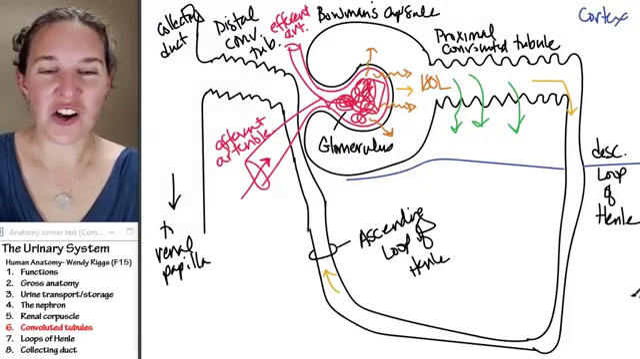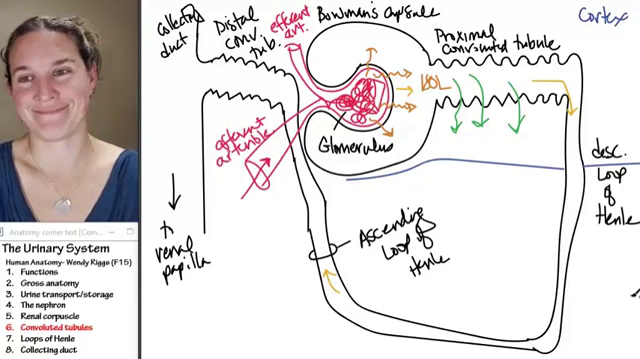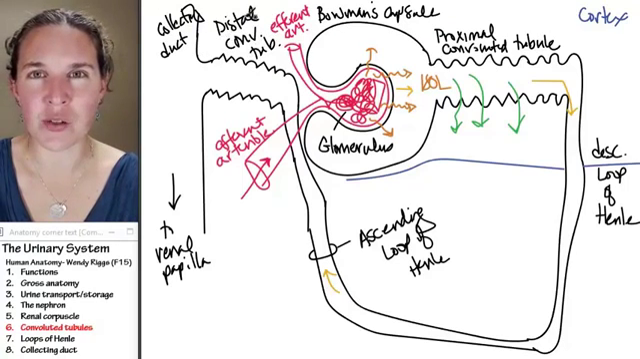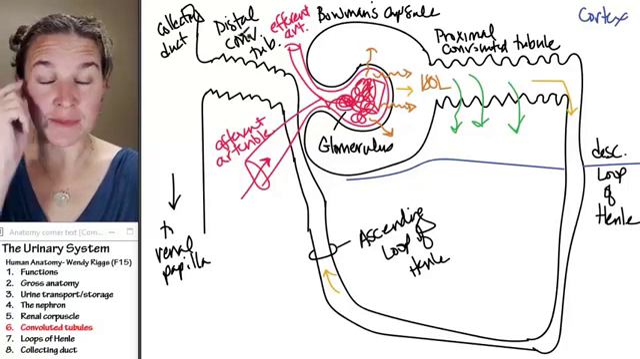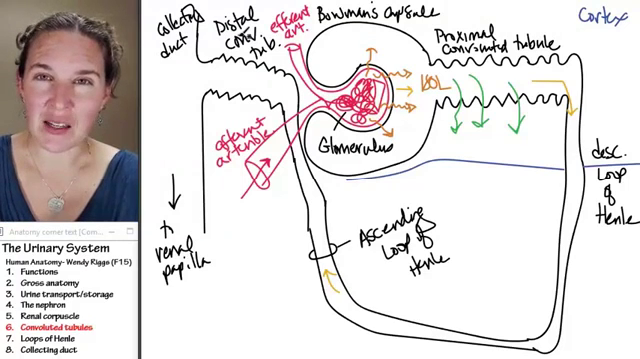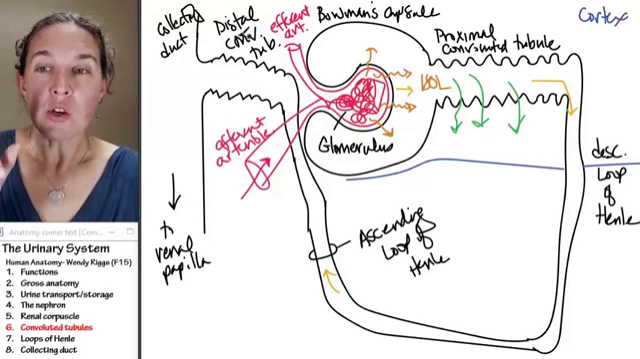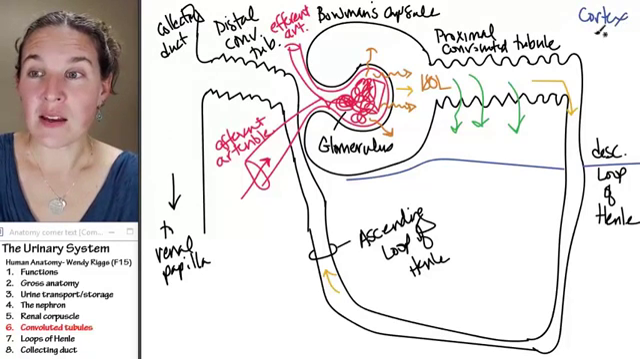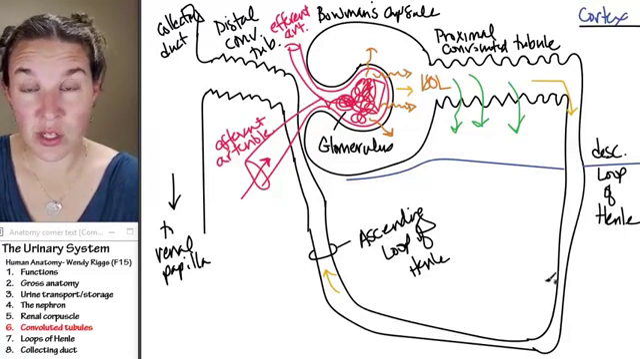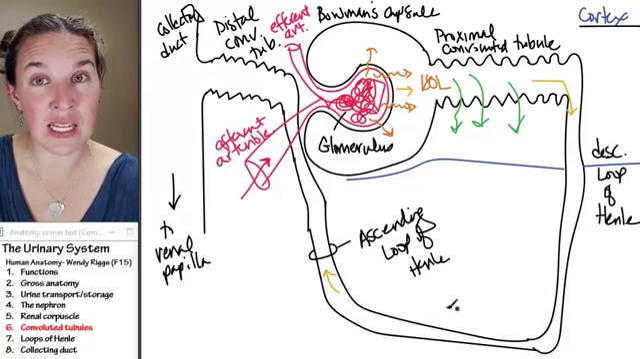This section is called convoluted tubules. So who are we going to talk about? The proximal convoluted tubule and the distal convoluted tubule. Now think for a second. If I'm looking at a slide of kidney, where am I going to see these guys? You're going to see them in the cortex. You're not going to see distal convoluted tubules or proximal convoluted tubules in the medulla of the kidney.